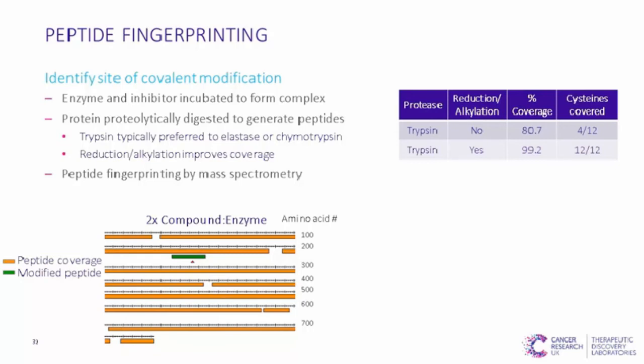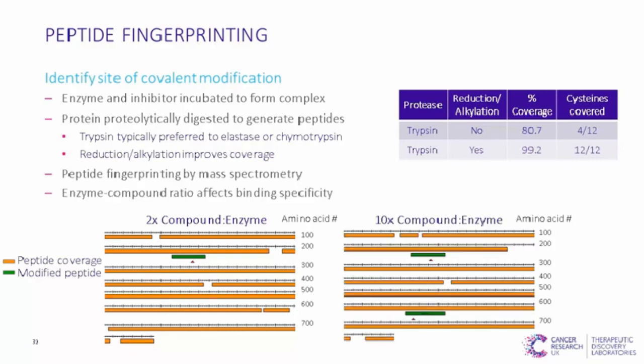In black are the amino acid residues of the enzyme, and in orange this shows the peptides which are covered, and so these are detected by mass spectrometry. In green, we can see the modified peptide, and in this example, the peptide that was modified only had one cysteine in it, so we were able to pinpoint the site of modification. It's worth bearing in mind that the ratio of compound to enzyme might affect how many cysteines are modified, and in this example, when we increased the ratio from 2 to 1 to 10 to 1, we saw a second cysteine being modified.